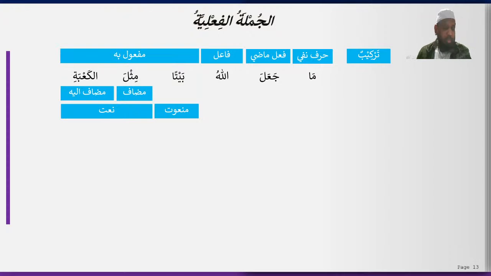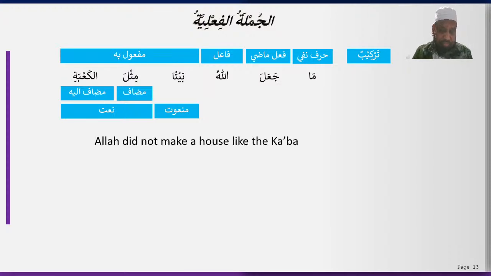Yeah, well done. Allah did not make any house like the Kaaba. The ismun nakiratun. Yeah, well done. Translated well. Ja'ala is not to create, is it? Ja'ala is to make. Okay, understand? Allah did not make a house like the Kaaba. Allah did not make a house, any house. That's fine.